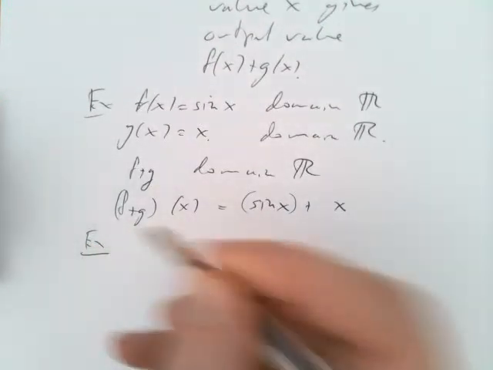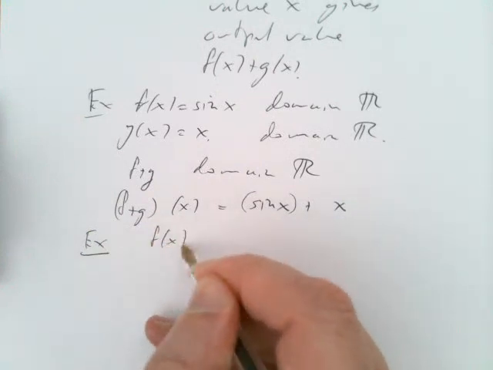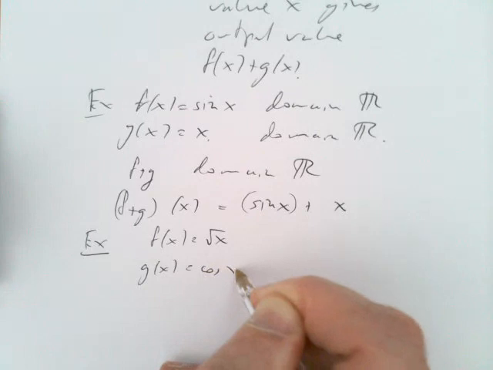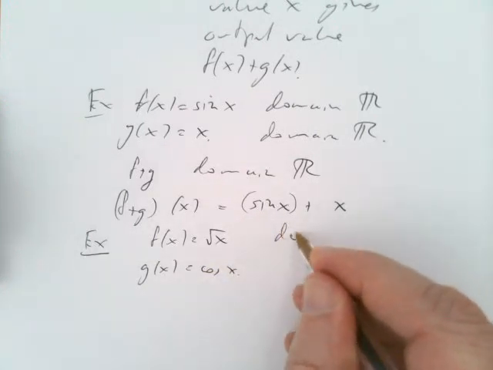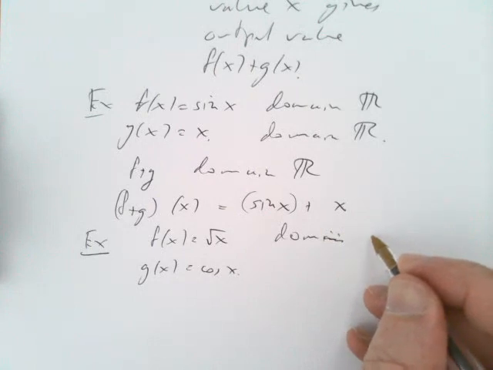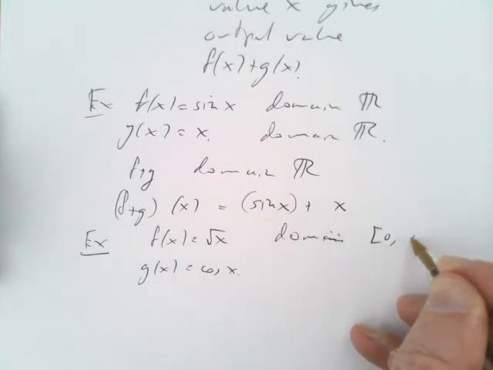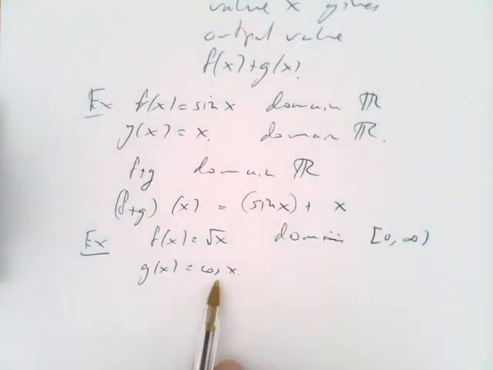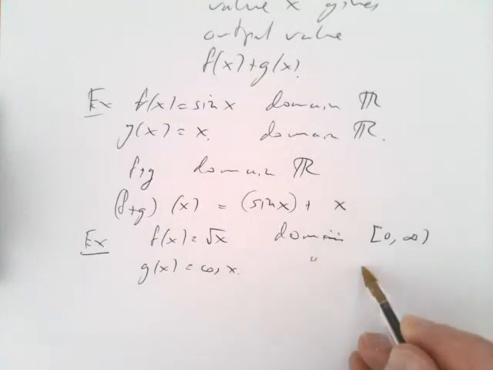Suppose we have f of x is square root x, and g of x is cosine x. What's the domain of the square root function? We can only calculate square roots of numbers that aren't negative. So the domain is 0 to infinity. It includes 0, it doesn't include infinity. The domain for the cosine function is the entire real number line.